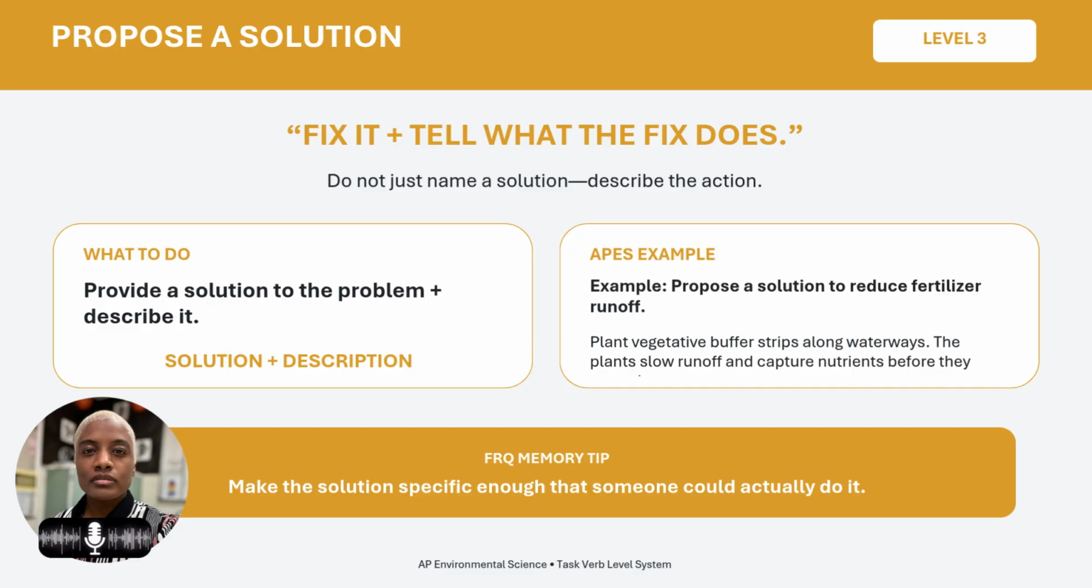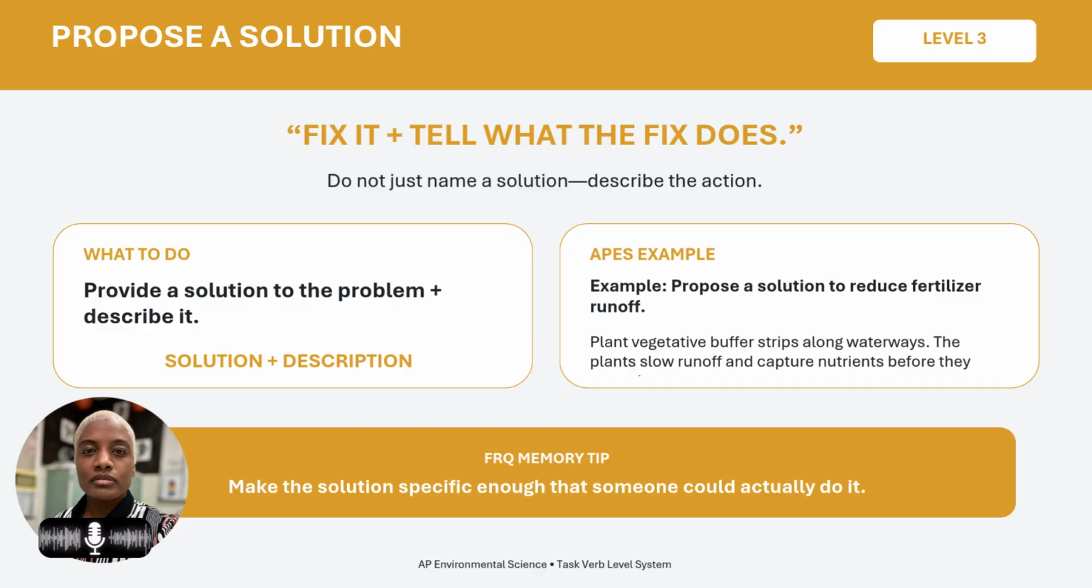All right. What to do on the left, we said provide a solution to the problem plus describe it. So for your quiz on Friday, what am I looking for? Propose the solution, and then you can tell me that is solution plus description. Okay, solution plus description. All right. So you notice it said what to do, describe. Remember, describe is identify plus a detail. So we're looking at three levels. It's level three. We're looking at three parts to this answer.